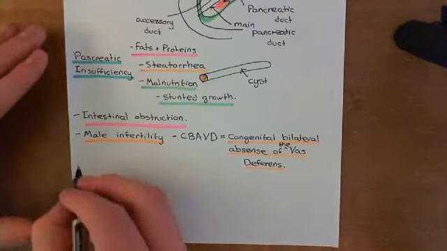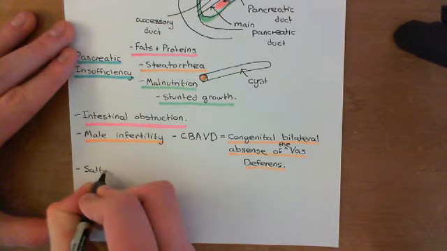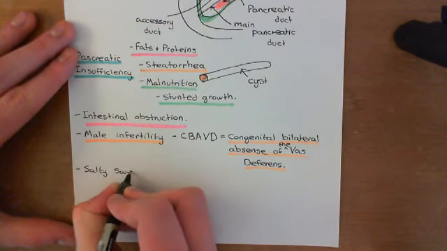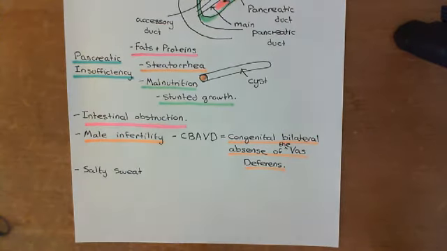And then the final thing that I want to discuss is that you end up with very salty sweat, and this is usually the way that cystic fibrosis can be diagnosed. They've known this for a very long time. People knew that if you kissed your baby on the forehead and that baby tasted salty, that was not a good sign. They knew that would mean that the baby would die pretty quickly.